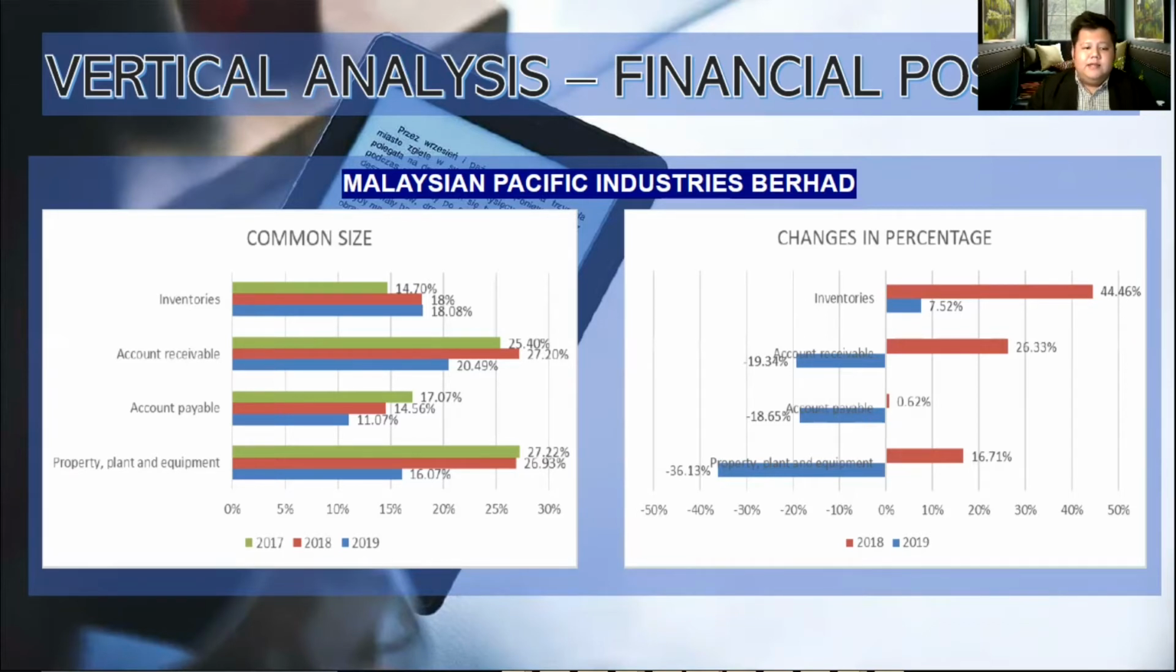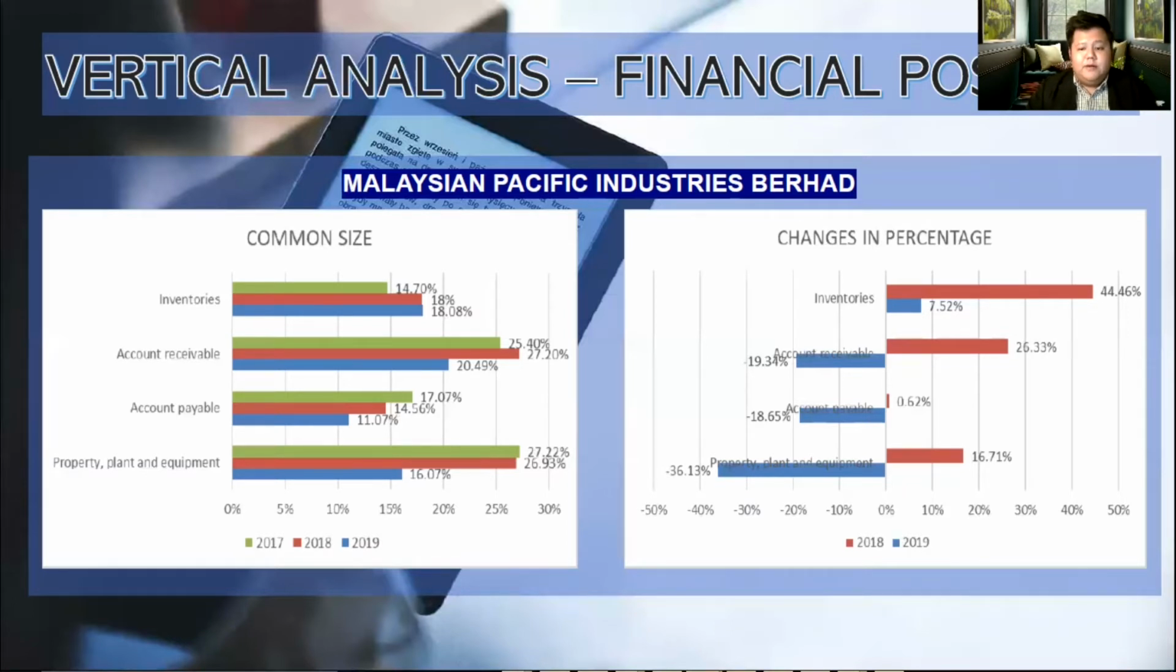As you can see, the highest accounts receivable value is in 2018, which is the year MPI Berhad is offering their business on credit terms. So this is not good. The good is when the company offers cash basis. So in 2019, the accounts receivable decreased by 7.2%. So the 2019 accounts receivable remained at 24.49%.